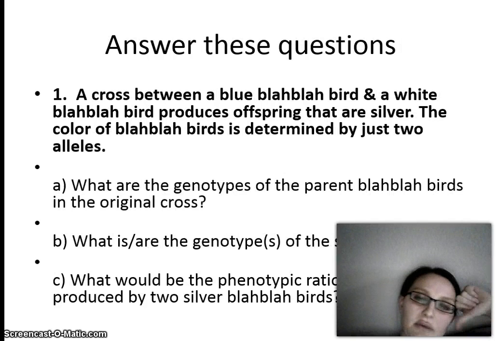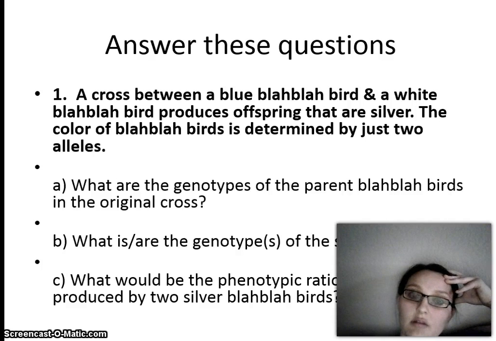Okay, so I want you to pause the video here, and these are practice questions that I've put in. I'll read them to you, and then you answer, and then the answers are later in this podcast. It's the next slide, I think. Number 1: A cross between a blue blah blah bird and a white blah blah bird produces offspring that are silver. The color of blah blah birds is determined by just two alleles.